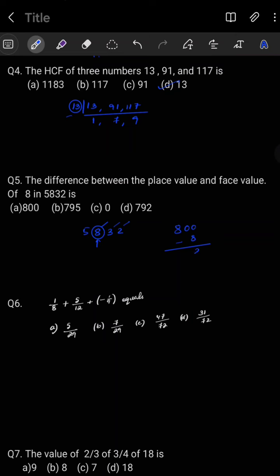Then if you subtract 800 minus 8 how much? 792. Then it is your 9. Then it is your 7. Then it is your 2. So if you see here, option D is your correct option. Okay, so here difference means you have to subtract between these two numbers, you will get the difference.